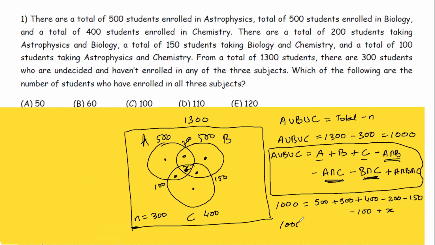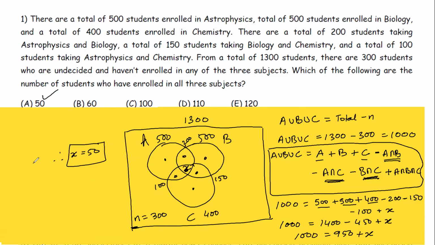So 1000 is equal to 1400 minus 200, 300, 450, plus X. So therefore we get 1000 is equal to 950 plus X. And therefore we know X is equal to 50, right? And that is this one.